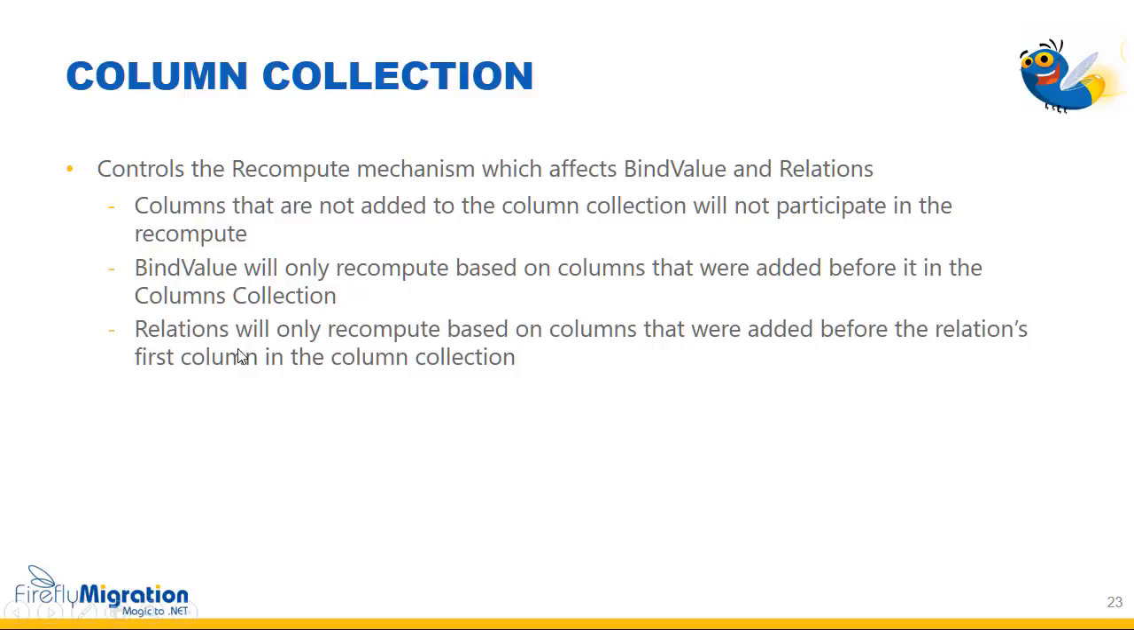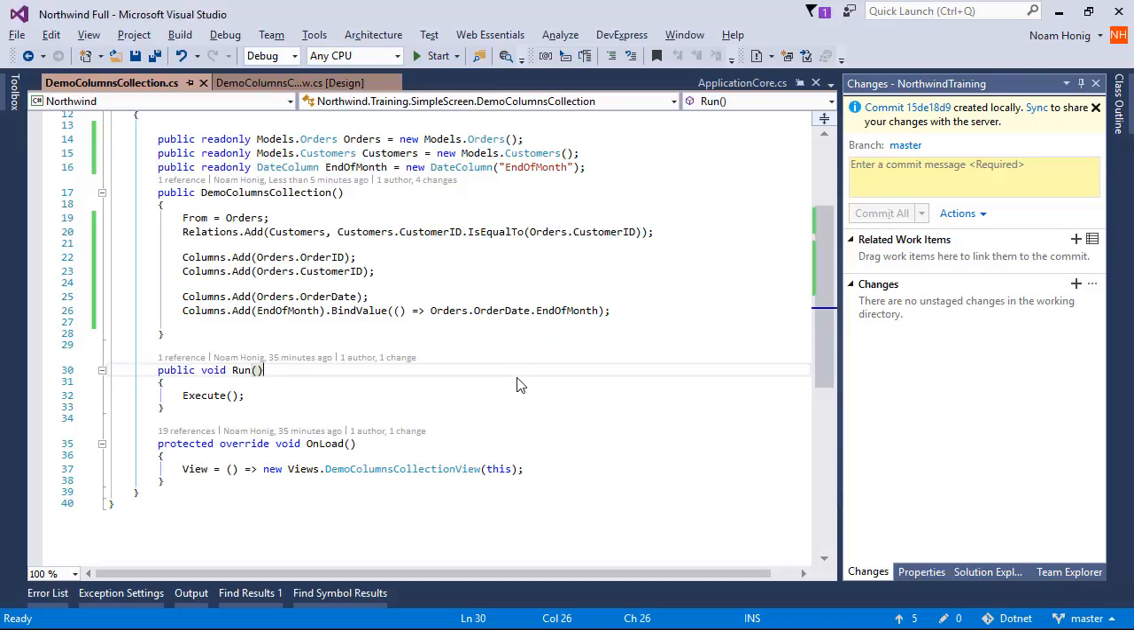Now let's talk about relations in the context of a column collection. Relations will only recompute based on columns that were added before the relation's first column in the column collection. Let's see what that actually means. Let's go back to look at our demo and let's run it.